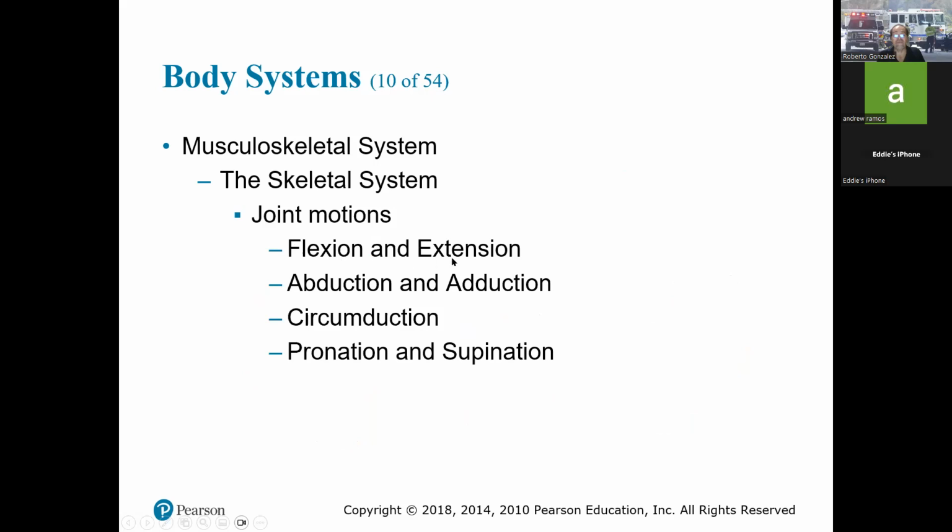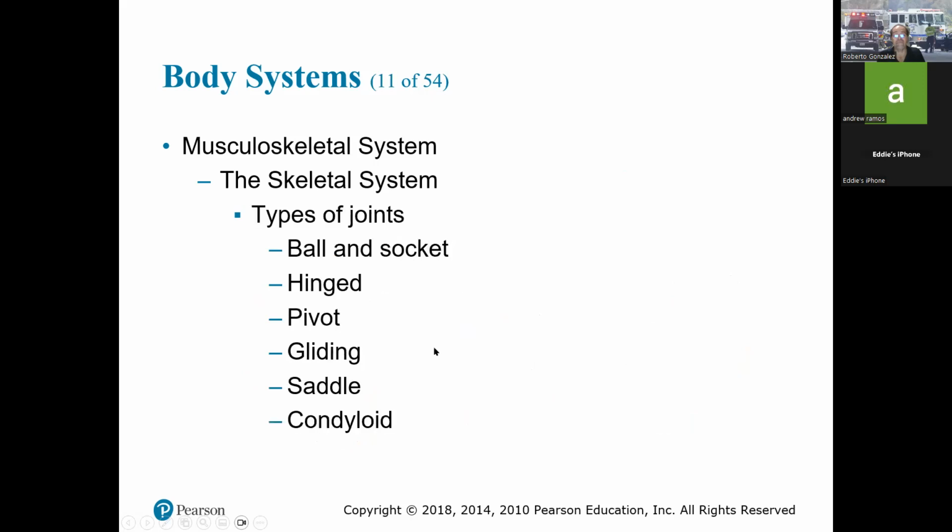Joint motions: you have flexion, extension, abduction, adduction, circumduction, and pronation and supination. The types of joints that we have: you have your ball and socket joints, hinge joints, pivot joints, gliding joints, saddle joints, and condyloid joints. And remember we talked about where your ribs are connected to your sternum and your back. These are condyloid type of joints.